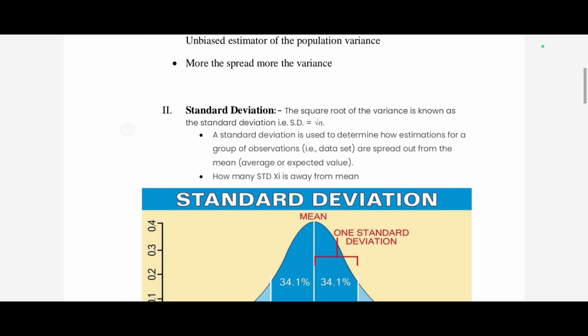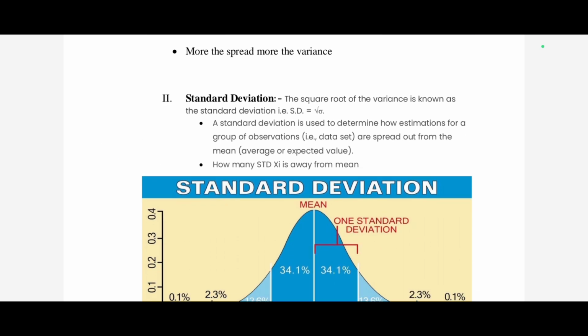Next, coming to the standard deviation, you can see the standard deviation formula. The square root of the variance is known as the standard deviation, which is denoted by s.d., that is sigma, the square root of sigma square. A standard deviation is used to determine how estimations for a group of observations, that is a data set, are spread.